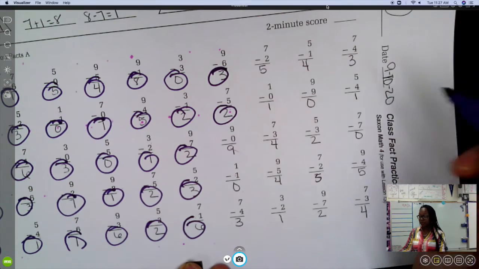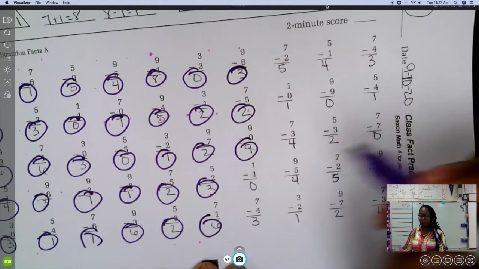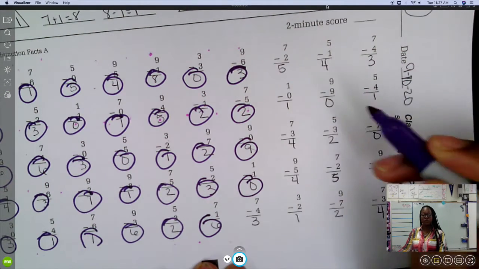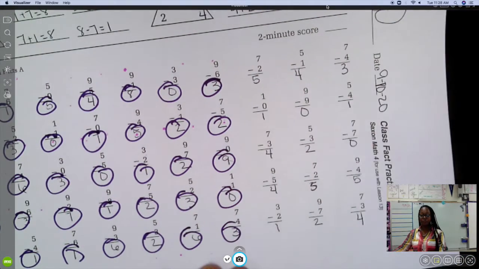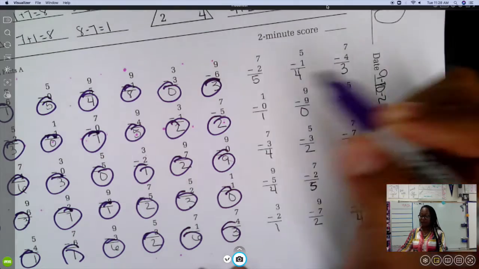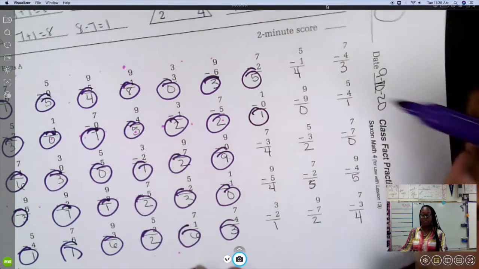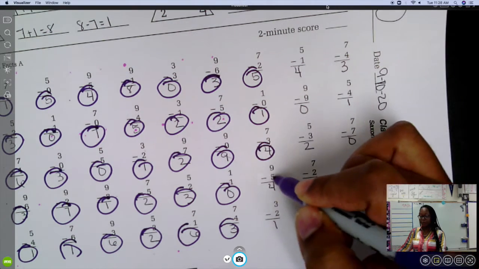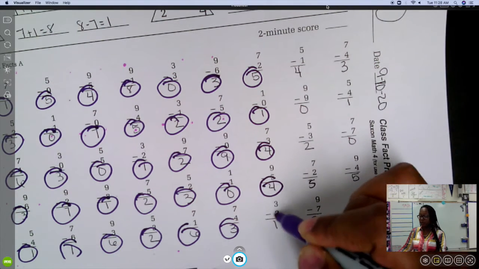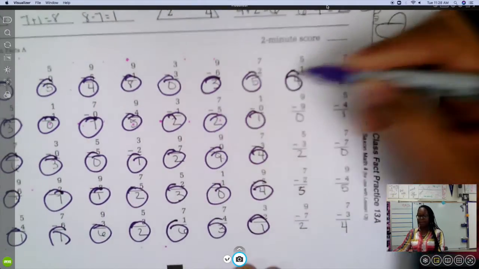9 minus 0 equals 9. 1 minus 1 equals 0. 7 minus 4 equals 3. Moving over. 7 minus 2 equals 5. 1 minus 0 equals 1. 7 minus 3 equals 4. 9 minus 5 equals 4. 3 minus 2 equals 1. 5 minus 1 equals 4.